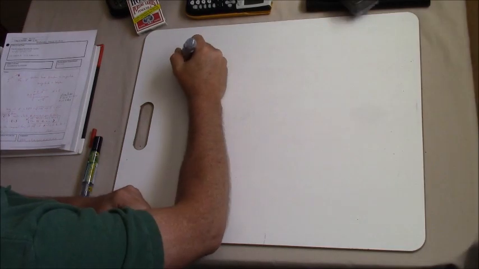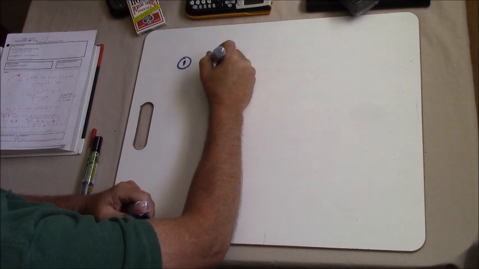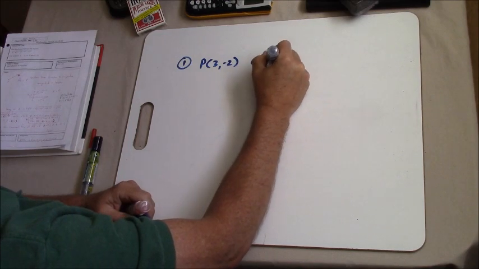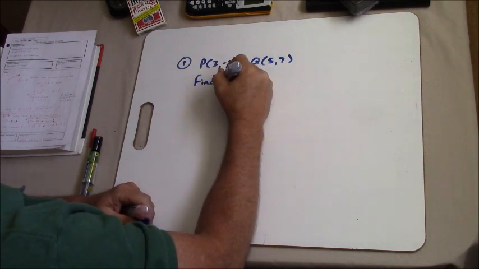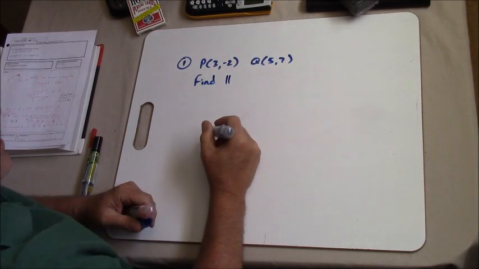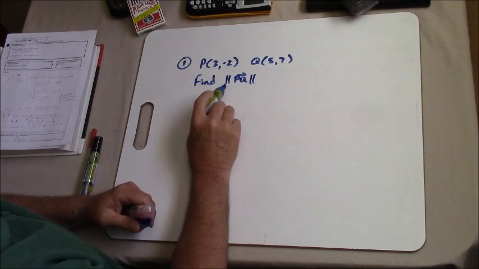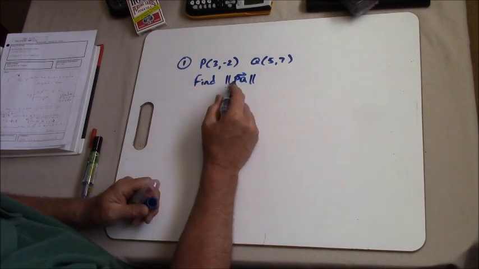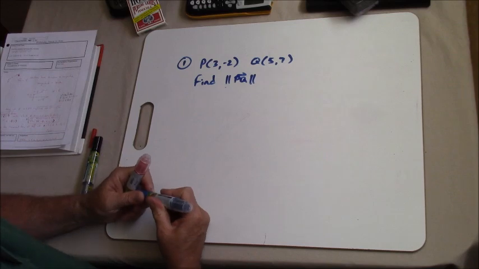Okay? All right, so here's our first problem. Let's say I've got point P, which is at (3, -2), and point Q, which is at (5, 7), and I want you guys to find, so these symbols right here, it's kind of like a double absolute value sign. Those double absolute value signs mean magnitude. So I want you to find the magnitude of the vector PQ, which really means find the length or find the distance between those 2 points. You guys go ahead and try that real quick.